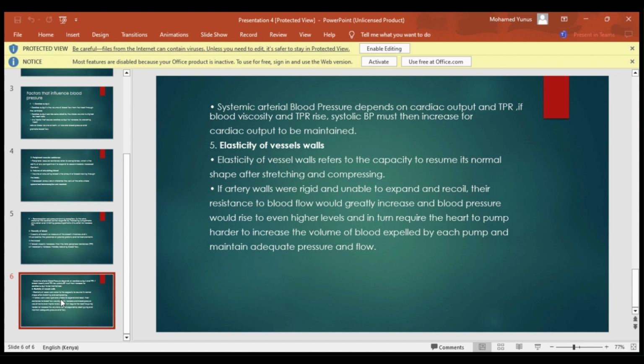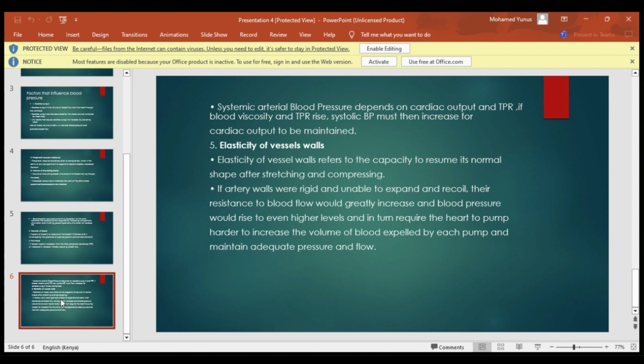So the blood vessels had increased in size. After the increase in size, are they able to return to their original size after a correction is made in the amount of blood entering the heart or passing through the blood vessel? Is the blood vessel able to return to its original size? That's what we mean by the elasticity of the blood vessels. If artery walls were rigid and unable to expand and recoil, the resistance to blood flow would greatly increase.